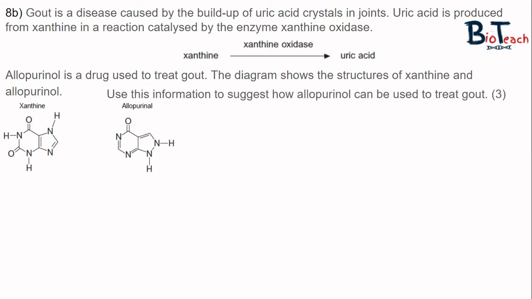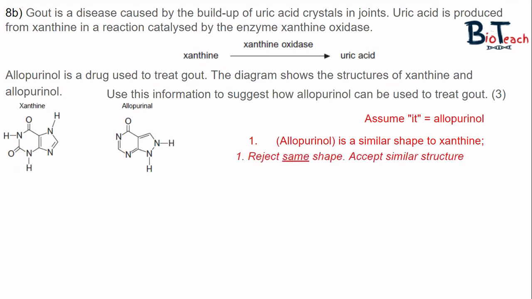So the first part of the question for 3 marks says, use the information to suggest how allopurinol can be used to treat gout. So we would talk about how allopurinol is a similar shape to xanthine. It's both got 2 rings of those nitrogens, it's got the NH bonds, and it's got that double bond with the oxygen.